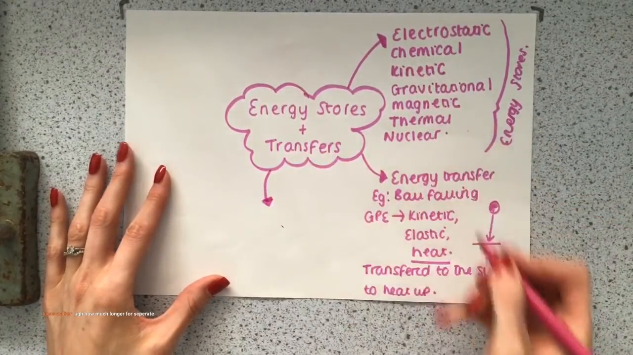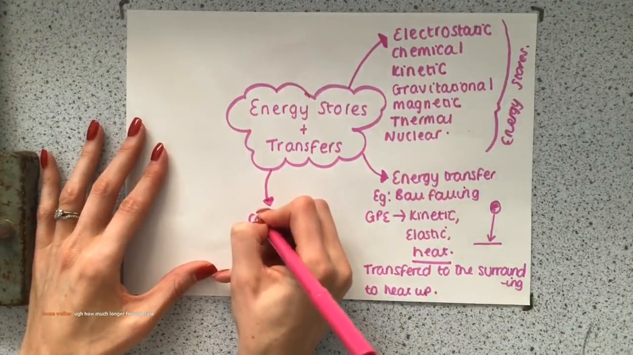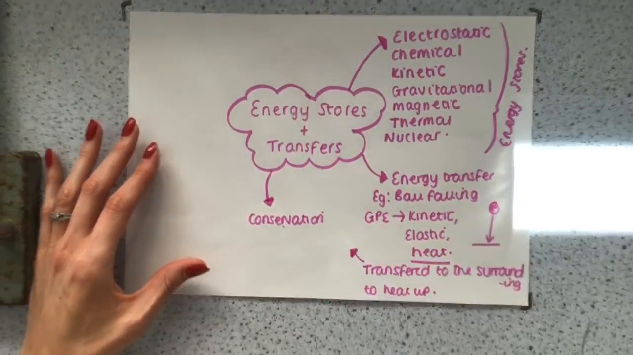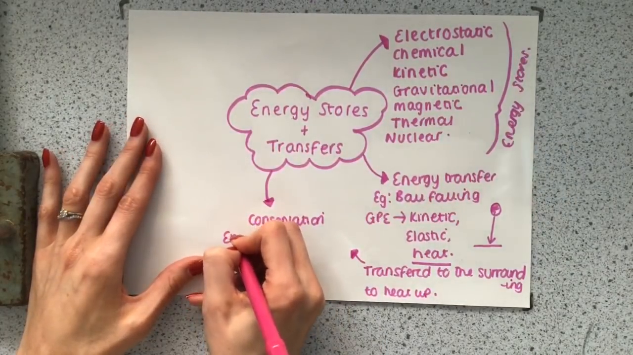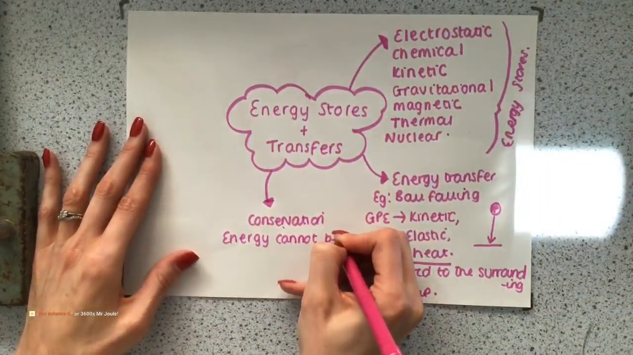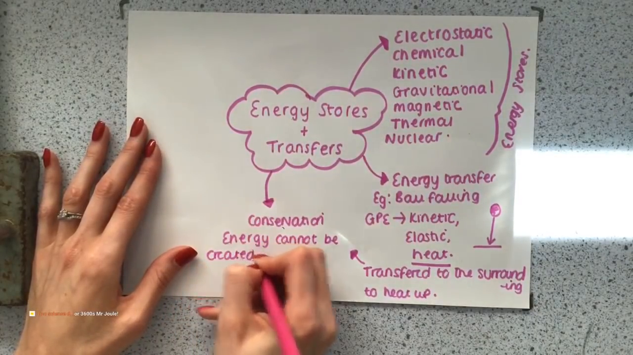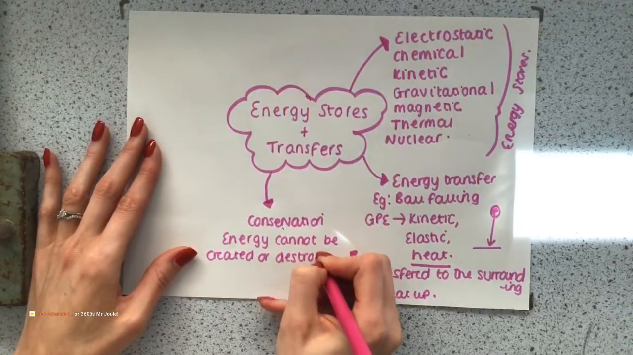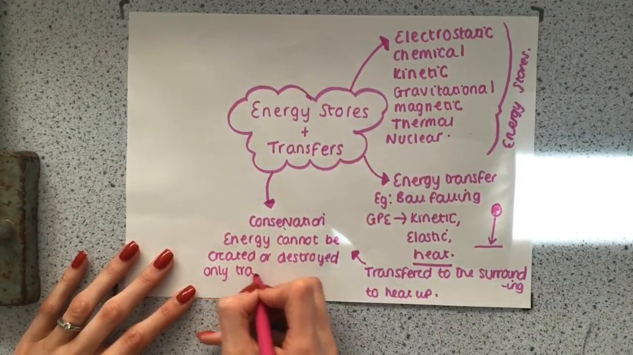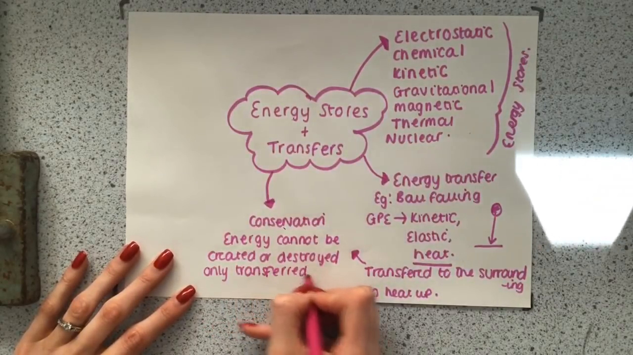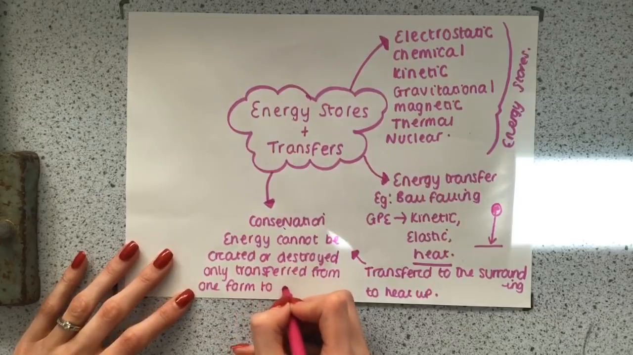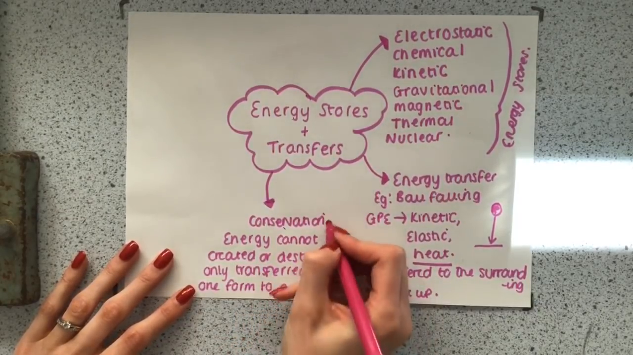Linking into that, if we also look at the conservation of energy. This wasted energy links into conservation of energy. The definition is energy cannot be created or destroyed, only transferred from one form to another. Okay, so that is conservation of energy.